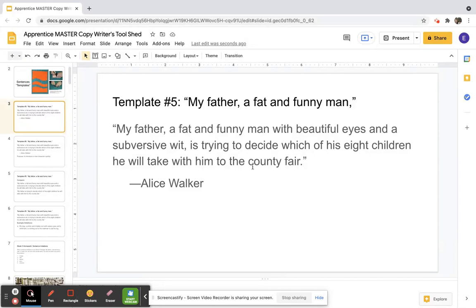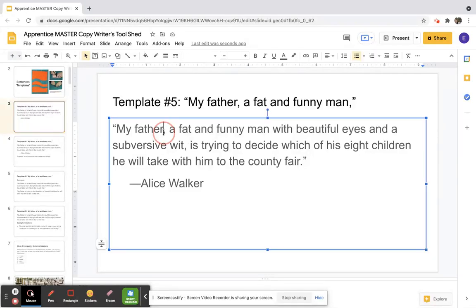So this one is quite a long sentence. And the key that we're focusing in on is right after my father. My father, comma, a fat and funny man with beautiful eyes and a subversive wit. And we close that off with another comma. And then you finally get to the main verb. My father is trying to decide to which of his 8 children to take to the county fair.